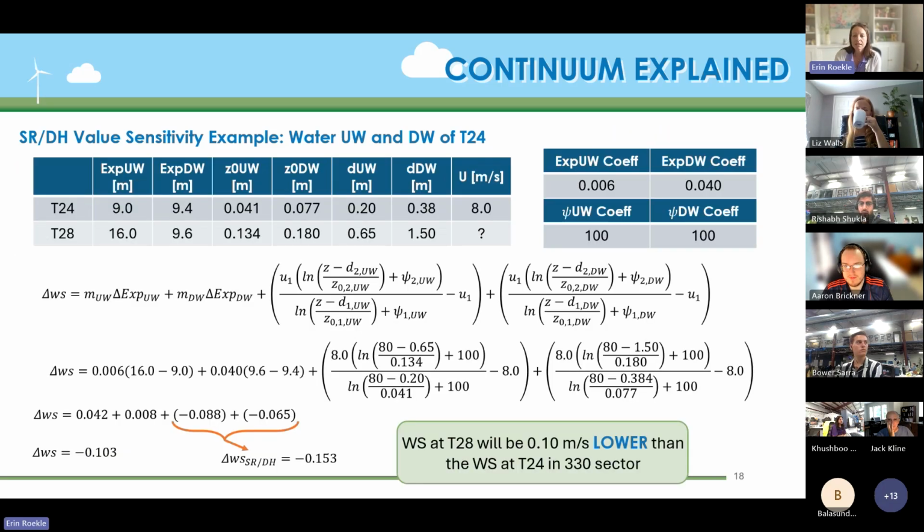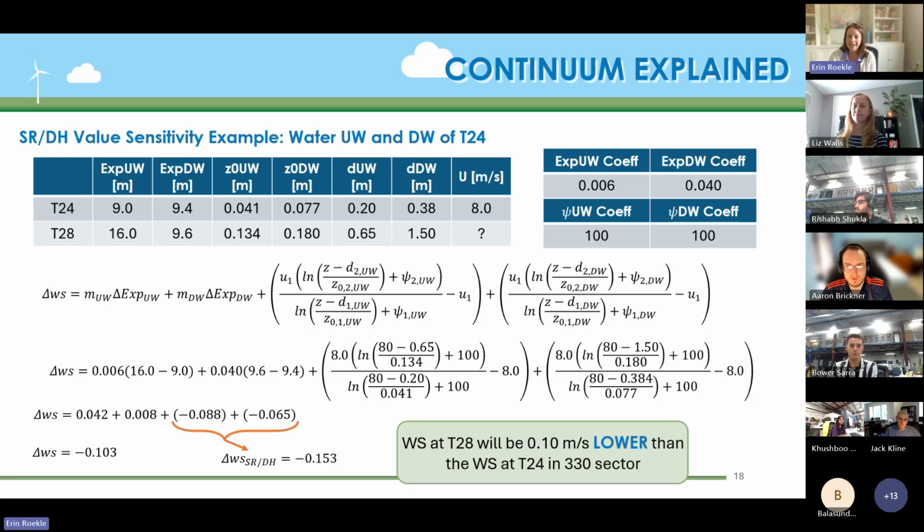So looking at the average Z knots and Ds for T24, they have gone way, way down from what we had seen before. Our T28 has stayed the same from our base case, but now our roughness lengths and our displacement heights are much, much lower. So let's plug those in and see how that's going to affect the change of wind speed between the two. Plugging everything in, we've got our 4 terms, and we start seeing, oh, okay, there's some negatives in here. That's interesting. And the overall change of wind speed is going to be a negative value.